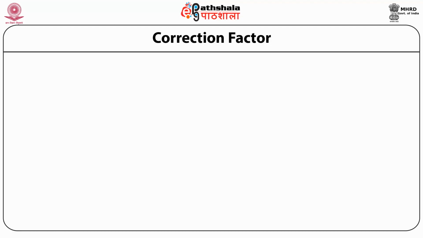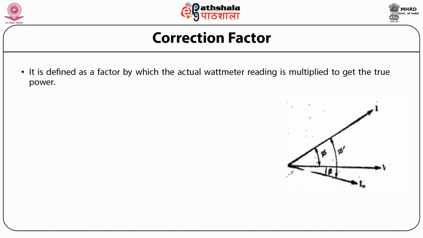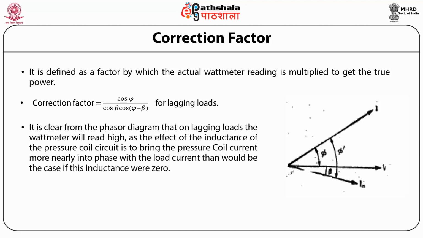So students, now let us see the correction factor. Correction factor is defined as a factor by which the actual wattmeter reading is multiplied to get the true power. The correction factor for lagging loads is given by cos phi divided by cos beta into cos phi minus beta. It is clear from the phasor diagram that on lagging loads, the wattmeter will read high as the effect of the inductance of the pressure coil circuit is to bring the pressure coil current more nearly into phase with the load current than would be the case if this inductance were 0.